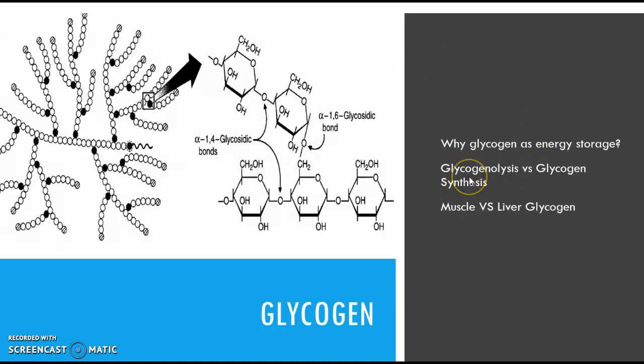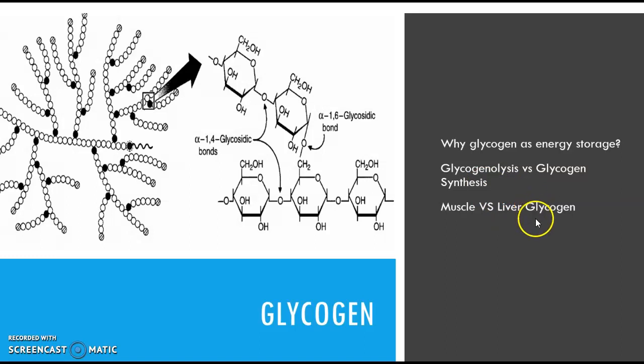So there are two processes that we will take a look at. The first one is glycogen synthesis, the formation of glycogen under an excess amount of glucose. And secondly, glycogenolysis, which is the breaking down of glycogen under a lower amount of glucose.